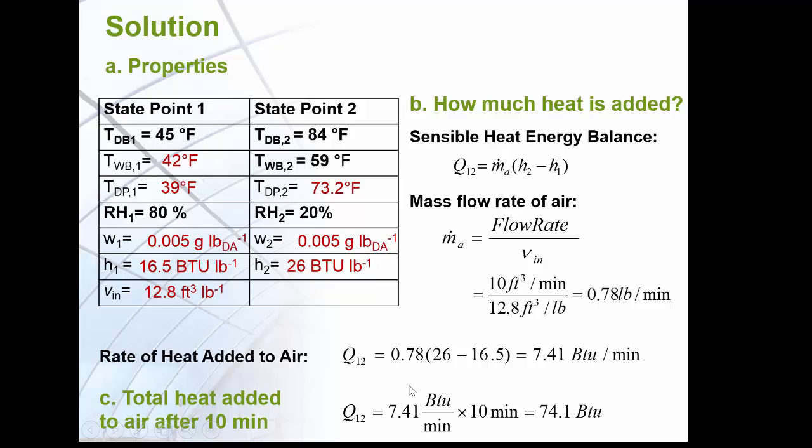So if we run this heating coil for about 10 minutes, then we multiply the amount of heat energy per time basis by the amount of time to determine the total amount of heat added in terms of BTUs. So we have about 74.1 BTUs of heat energy added to the incoming air in this process.